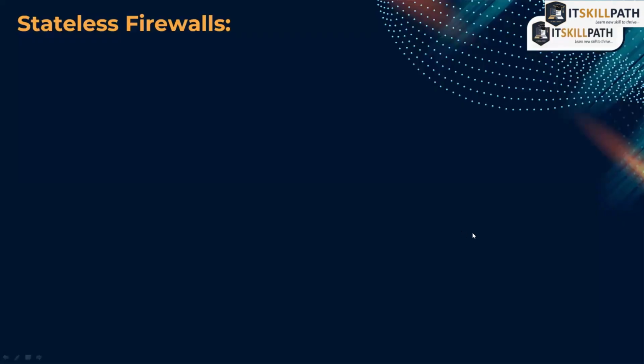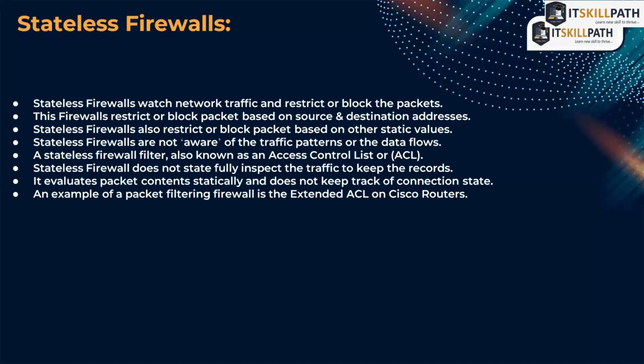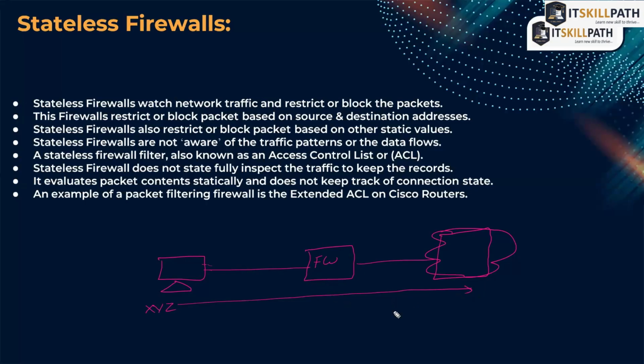Then next is the stateless firewall. From the name you can understand that it doesn't maintain any state. Let's suppose this is the user trying to go outside, this is the firewall, and this is the internet. It doesn't maintain any state. So when the user XYZ goes to the internet, it doesn't maintain any entry. When the packet comes in the return direction, since it is not maintaining any connection table, it will drop that.